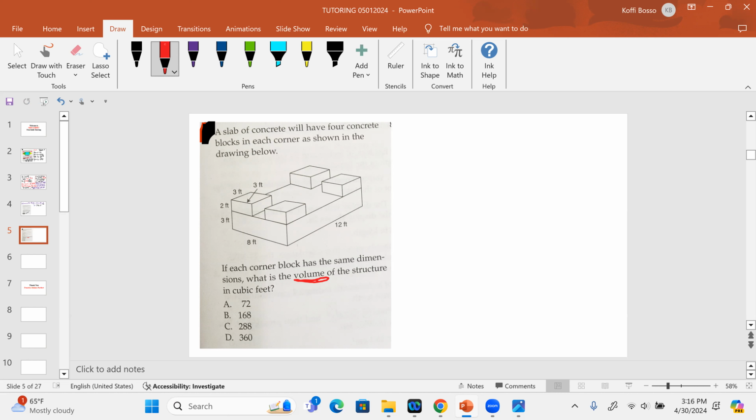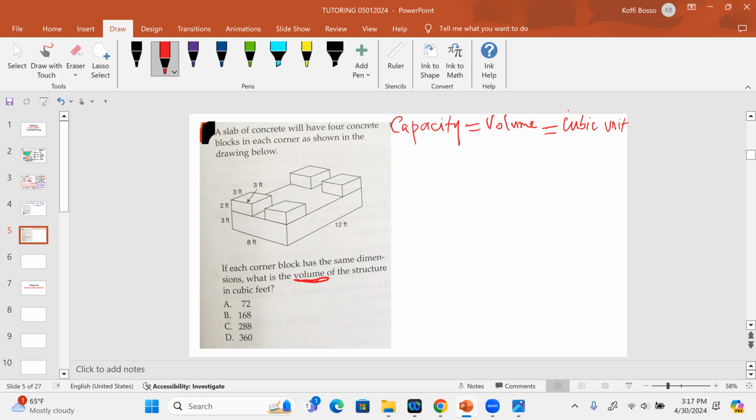In a question, like the previous question, when they ask for capacity, that means they're asking for volume. Also, when you see a unit and they say cubic, cubic unit, that means cubic inches, cubic feet. So know that they're asking for volume. Cubic unit means volume.